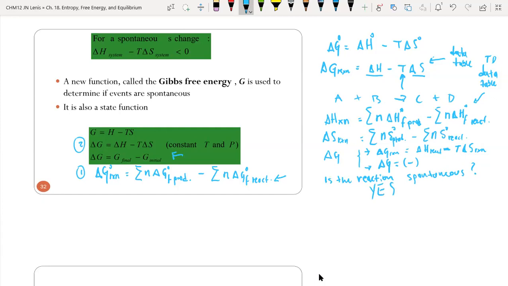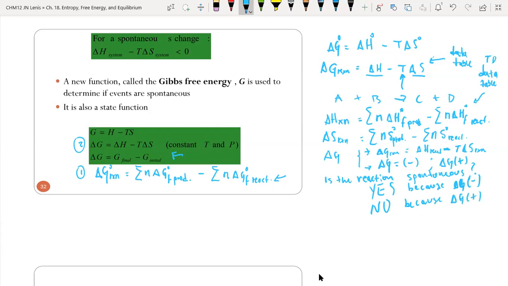Because delta G is negative. If the delta G becomes positive after you do this calculation, your answer here is no, because delta G is positive.